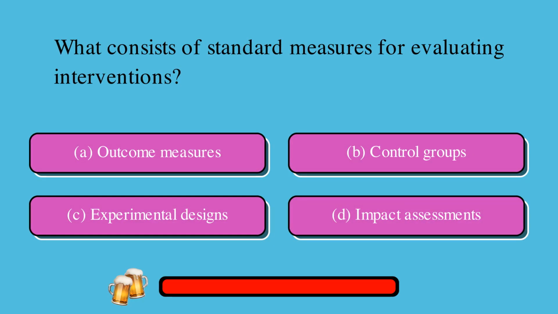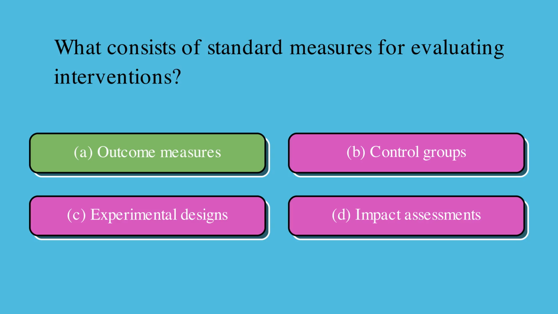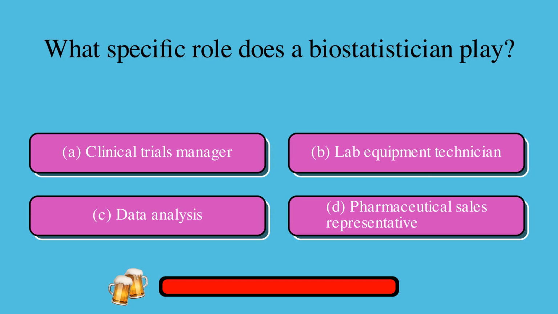What term refers to a lack of blinding in studies? A. Double-blind, or B. Concealed method, or C. Open label, or D. Single-blind? The correct answer is C, open label. What consists of standard measures for evaluating interventions? A. Outcome measures, or B. Control groups, or C. Experimental designs, or D. Impact assessments? The correct answer is A, outcome measures. What specific role does a biostatistician play? A. Clinical trials manager, or B. Lab equipment technician, or C. Data analysis, or D. Pharmaceutical sales representative? The correct answer is C, data analysis.